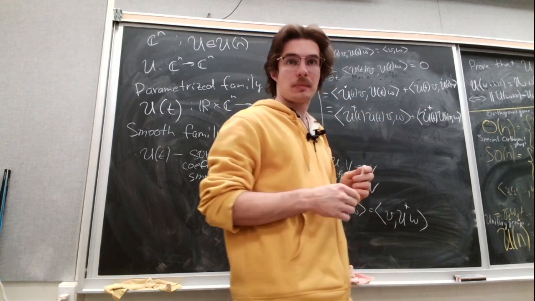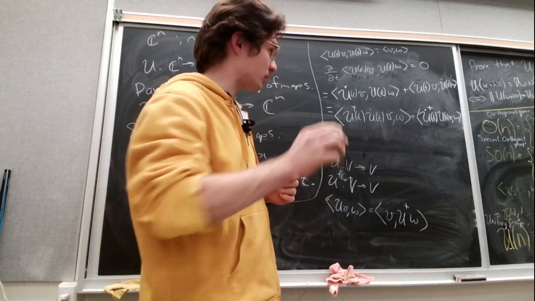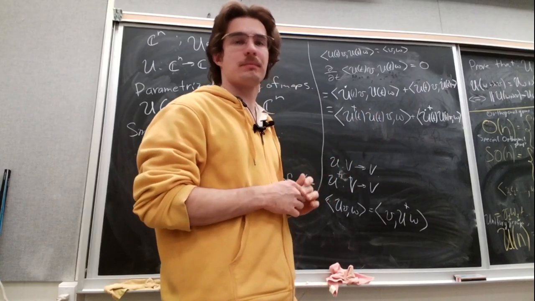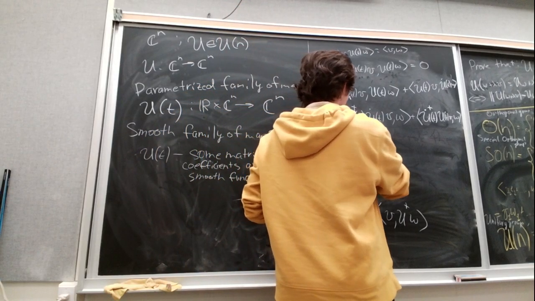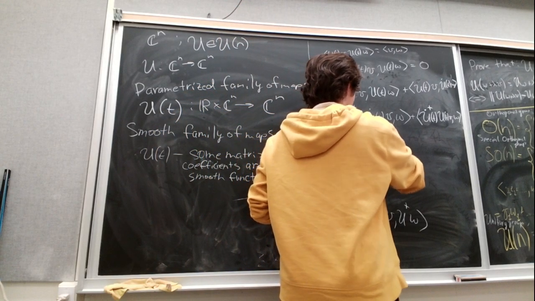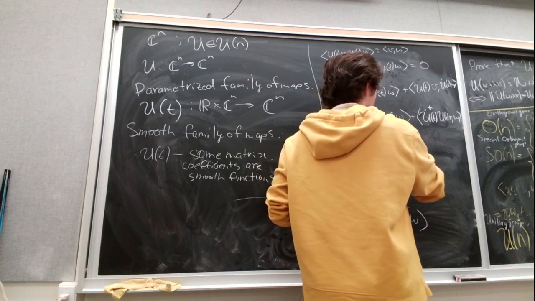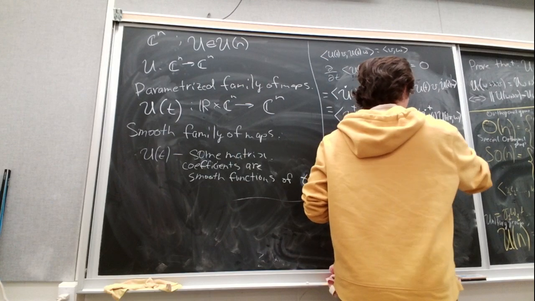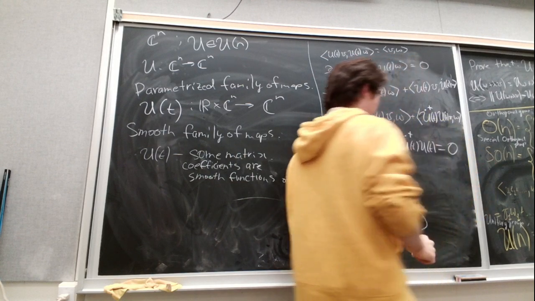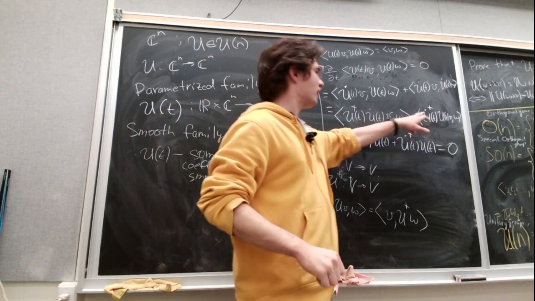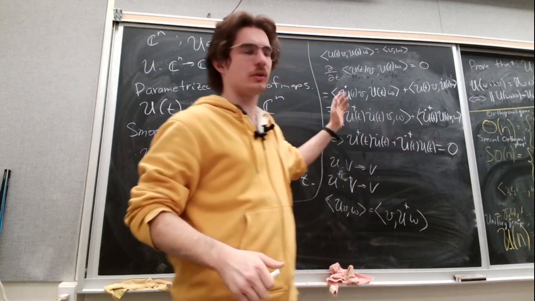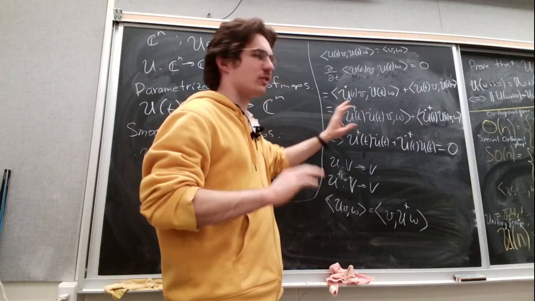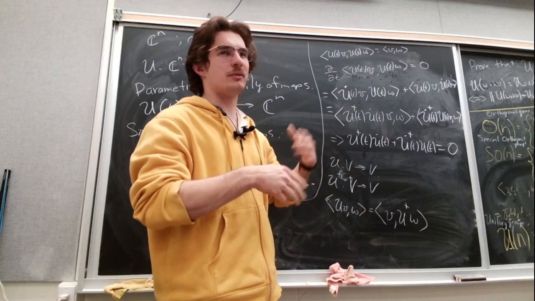Do you agree? This expression is always 0, and this expression is always 0 for any v and w. But this implies that u dagger of t, u dot of t, plus u dot dagger of t, u of t, is equal to 0 as operators, right? Because this is 0 for any v w, you can check that this implies this. It's actually a bit difficult to check, but if you have the Riesz representation theorem, it's trivial to check.